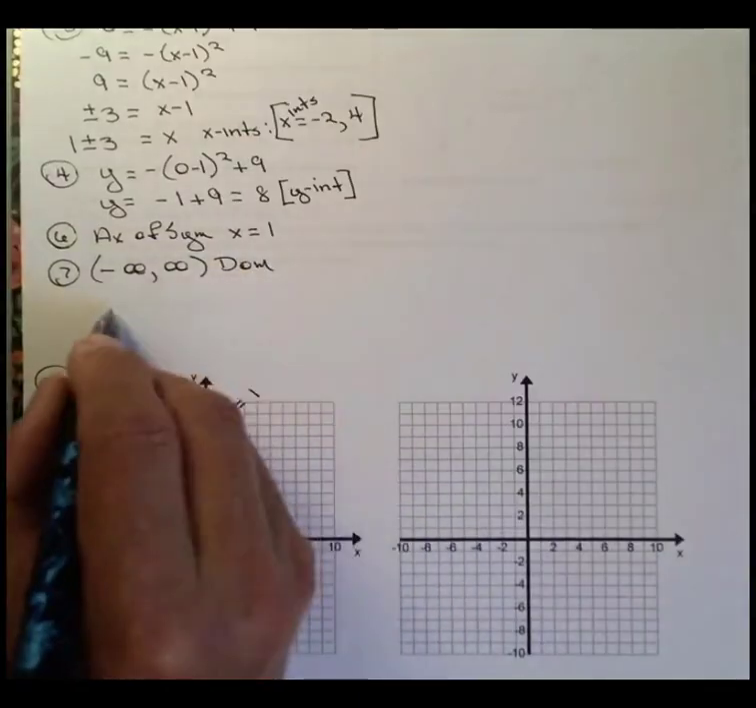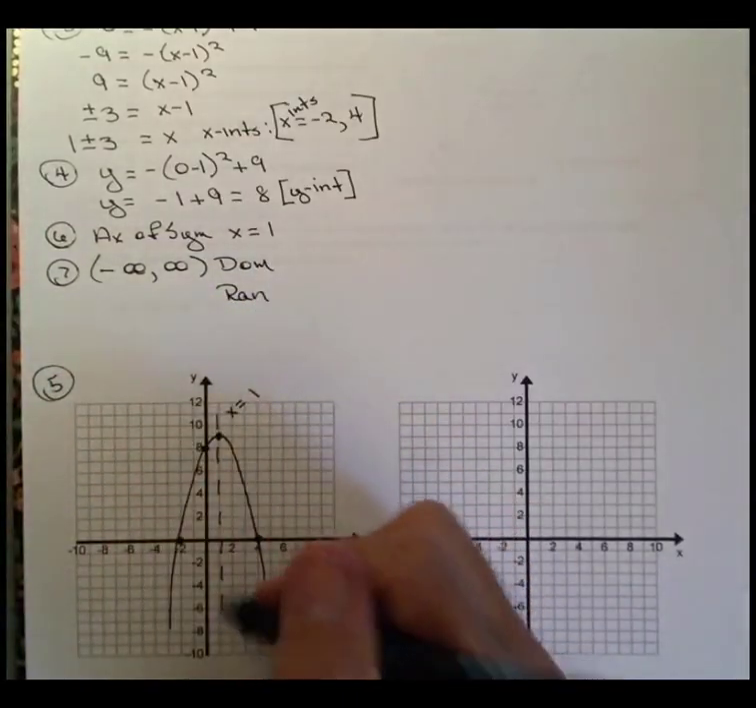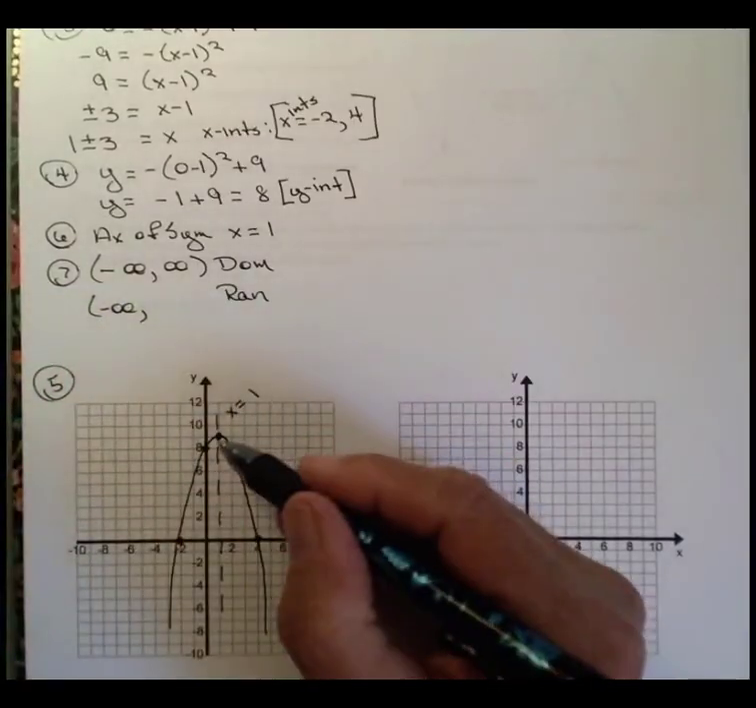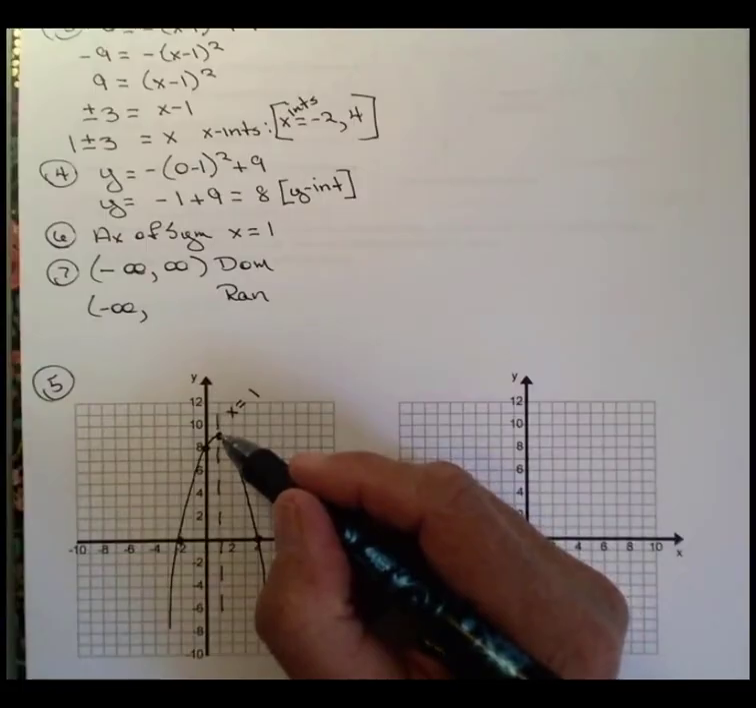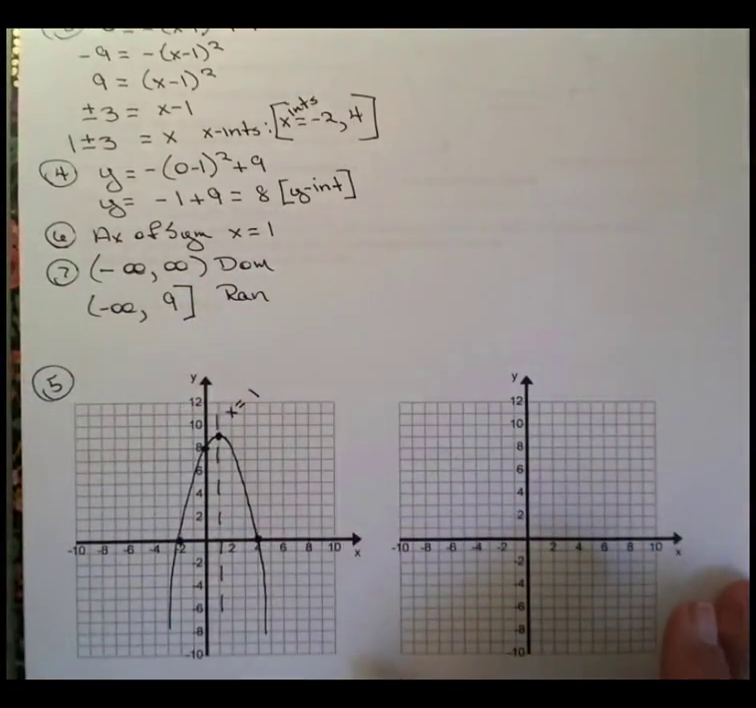My range, it's going to be the smallest it ever gets is negative infinity. The biggest it ever gets, it's going to stop right here where y is equal to 9. And it does reach that point. So that's how I identify my range.